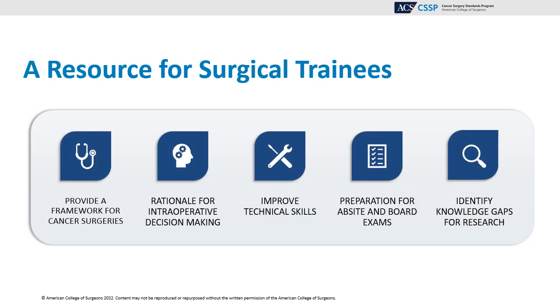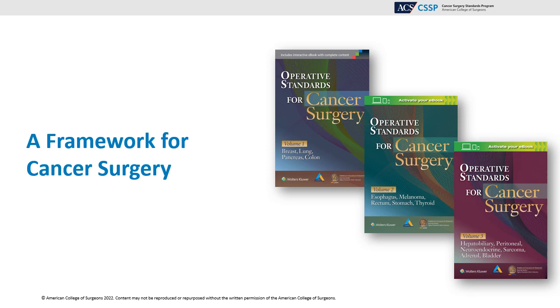Surgical trainees can utilize the Operative Standards for Cancer Surgery manuals throughout the duration of their training. These standards can provide a framework for cancer surgery, bolster technical skills, and provide rationale for intraoperative decision-making. Furthermore, trainees can use these standards when preparing for the ABSITE or board examinations, or when carrying out innovative cancer-related research projects.